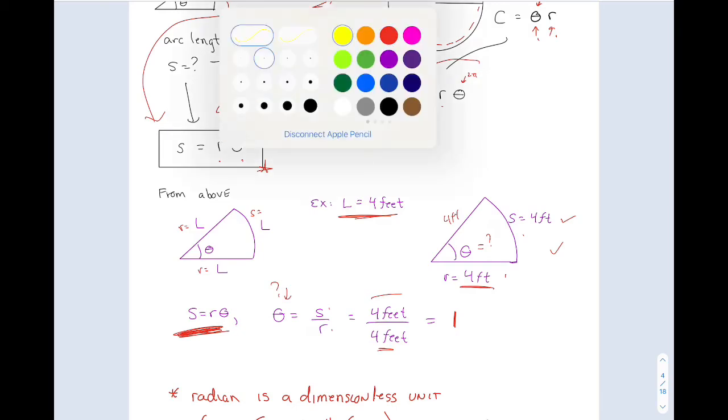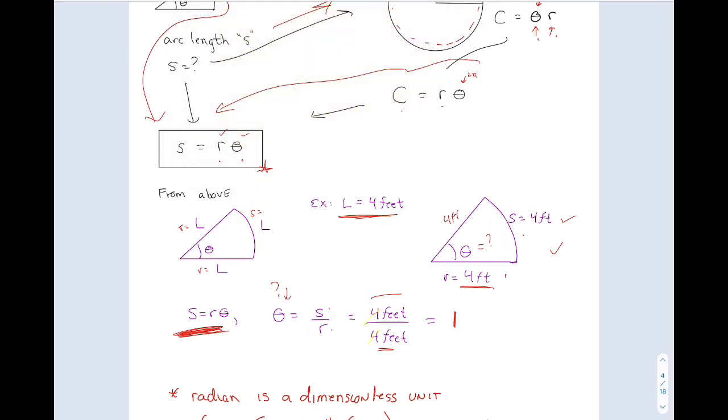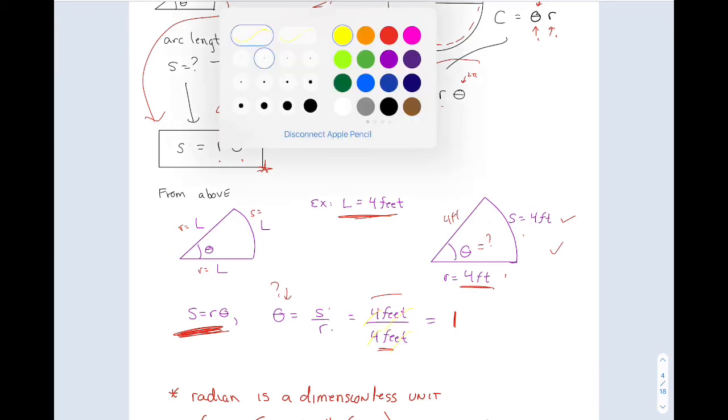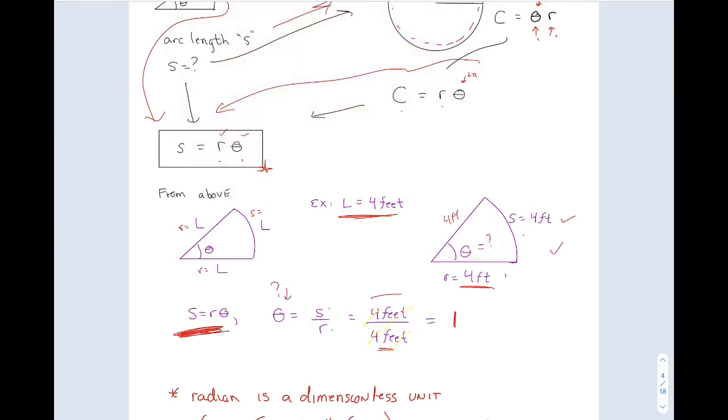And I do this in a calculator. The 4's cancel, and the word feet cancels. So I'm left with 1. And then what do I write? I write the word radian for free.